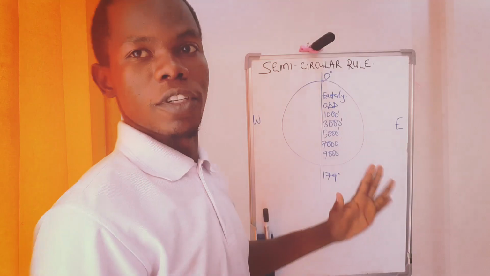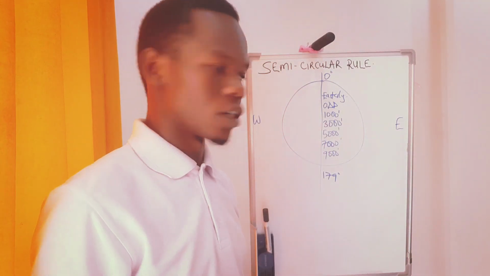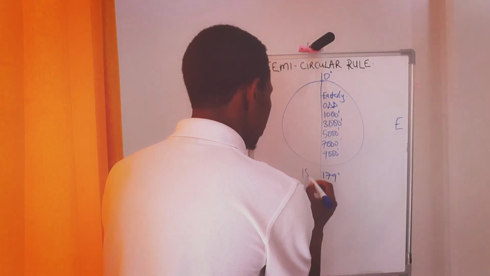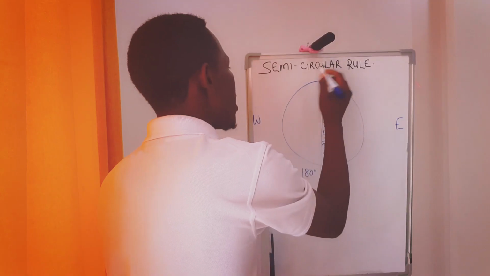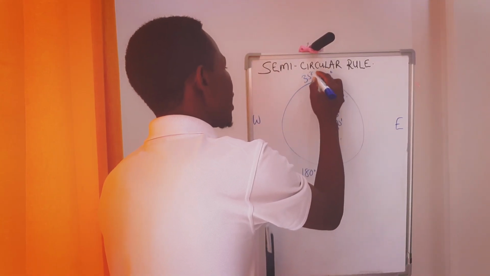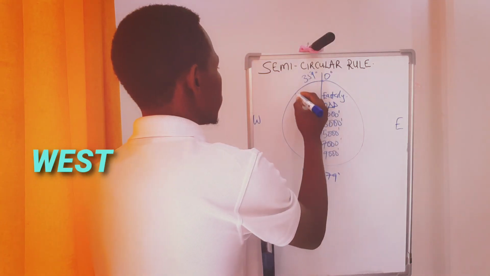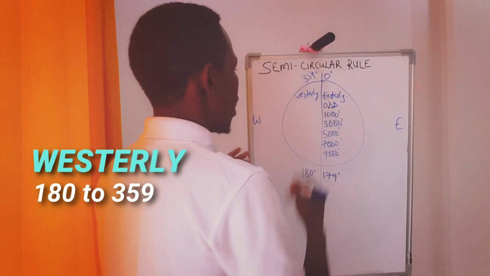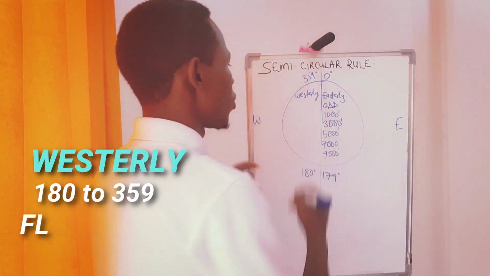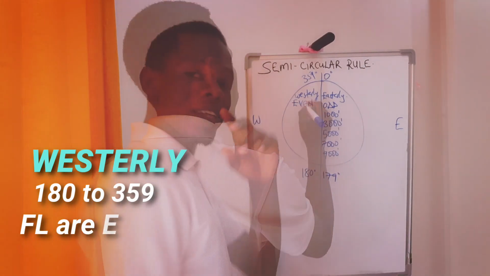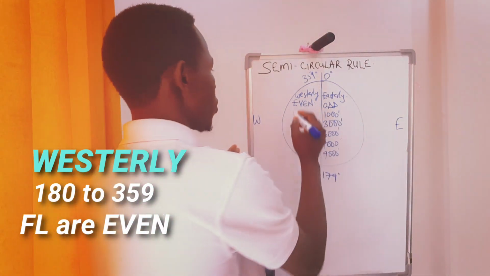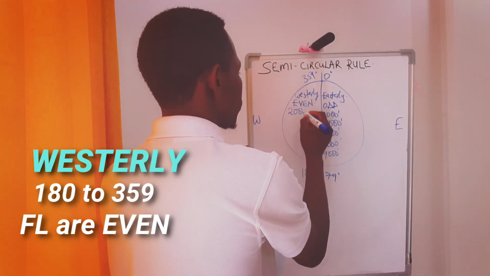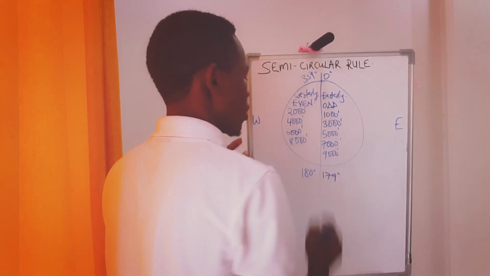And if the aircraft is having a magnetic heading between 180 degrees and 359 degrees, it is a westerly. And therefore, the flight level will be an even number. What are the examples of these even numbers? We have 2,000, 8,000 feet. We can stop there.